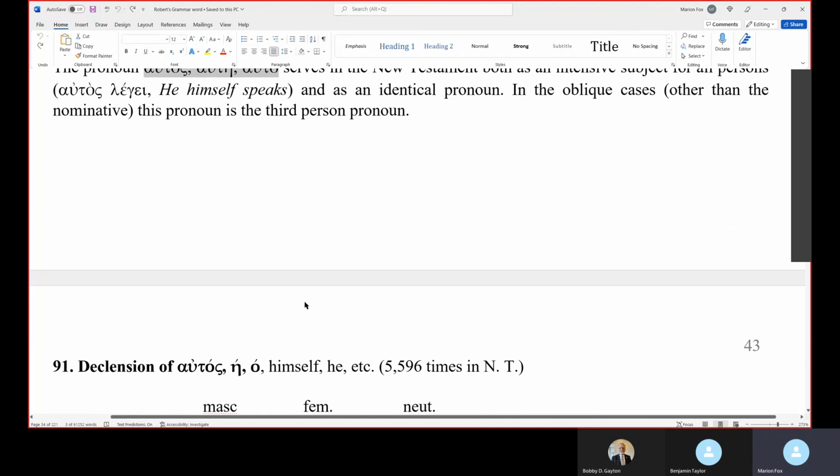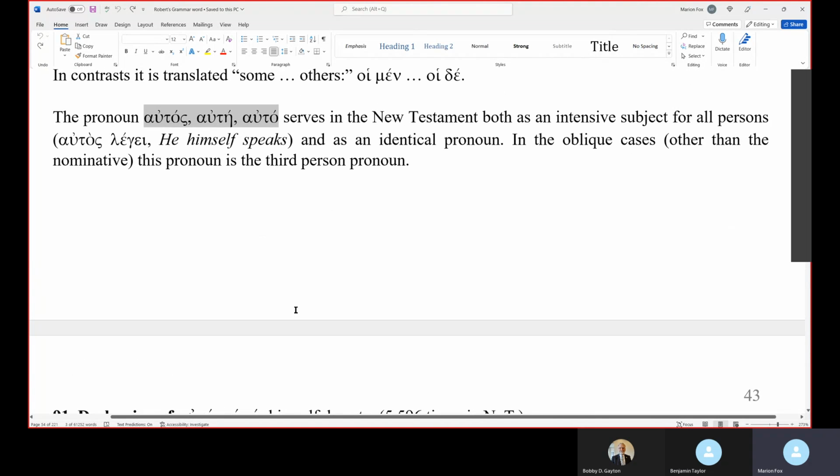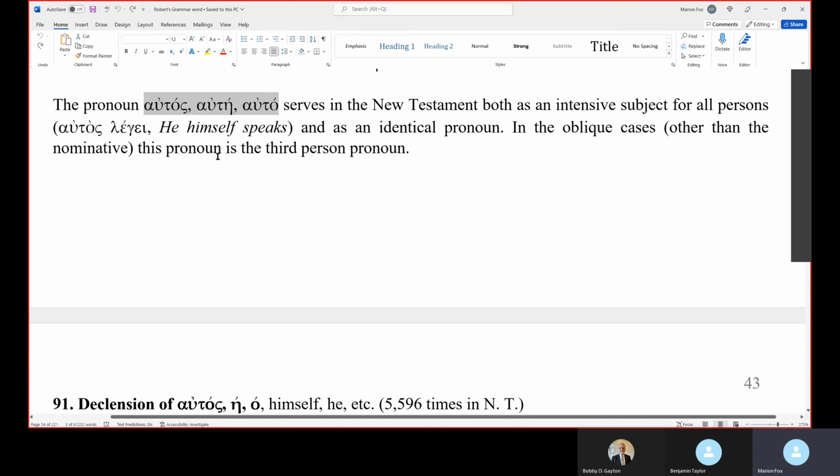Maybe I can get them both on the screen. No, that's pretty close. Let me see if I can get them there. Yeah, these right here would be this. This would be this one, and then put the eta on it right there. You'd have this one, and put the omicron on it. You'd have that one. Okay, so that's nominative singular masculine, nominative singular feminine, nominative singular neuter.